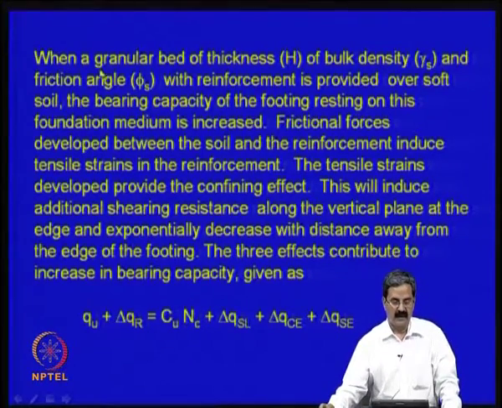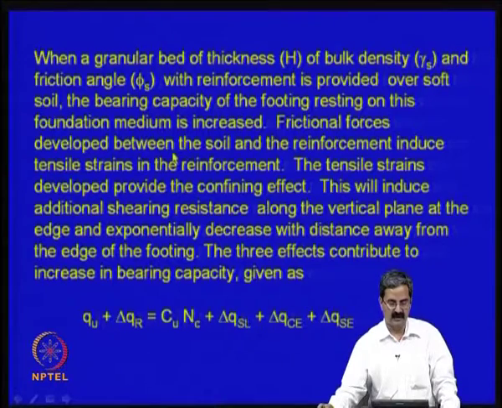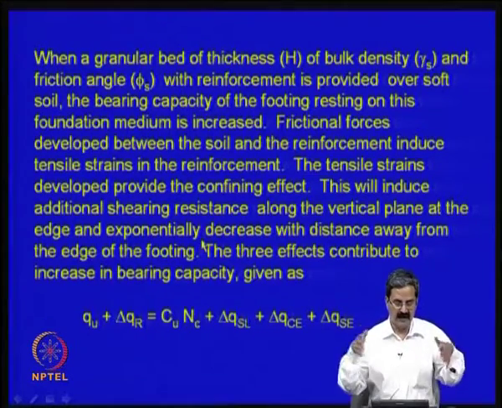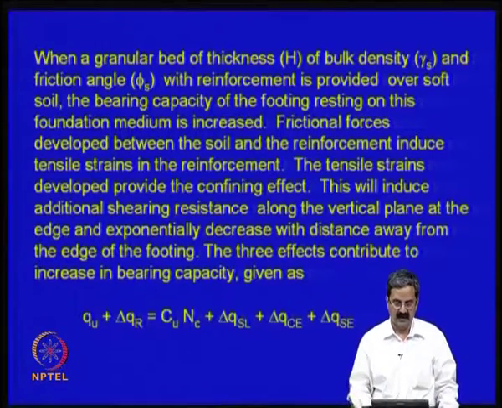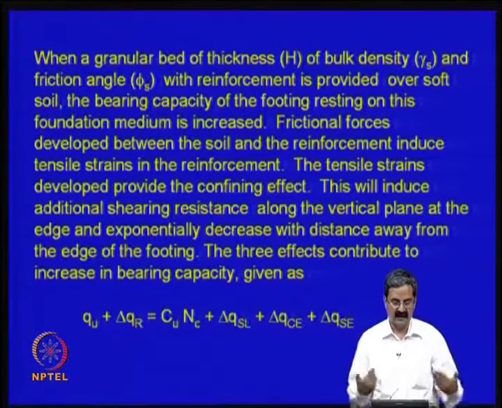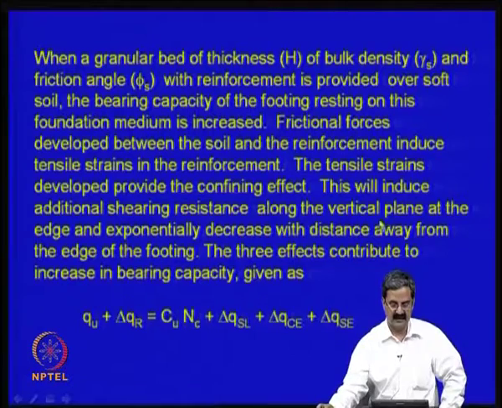So, when a granular bed of thickness h of bulk density gamma s and friction angle phi s is used and reinforcement is provided, the bearing capacity is increased. The frictional forces developed between the soil and reinforcement induce tensile strains, and the tensile strains developed provide confinement effect. In fact, they also provide confinement effect, which will reduce the additional shearing resistance along the vertical plane at the edge. This will induce additional shearing resistance because that is another important component. As I said, at the edges it is creating additional shearing resistance, which increases exponentially with the distance away from the edge of the footing.